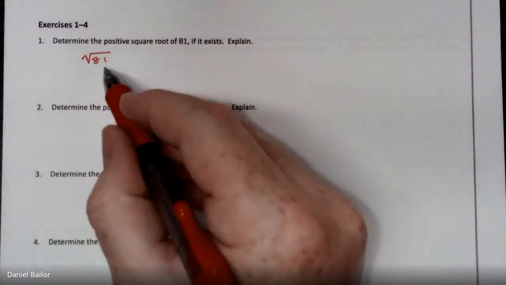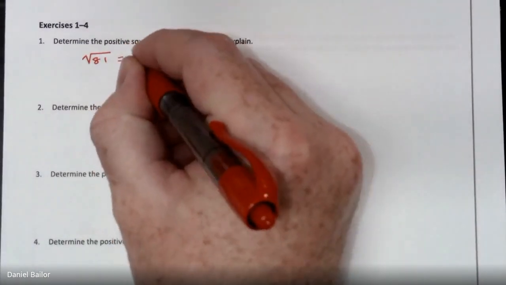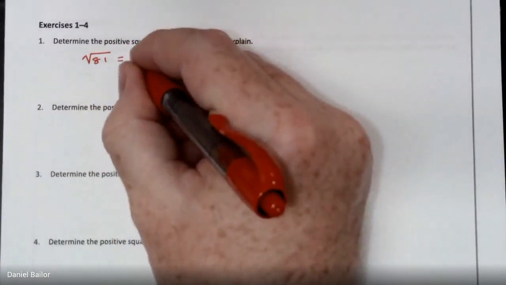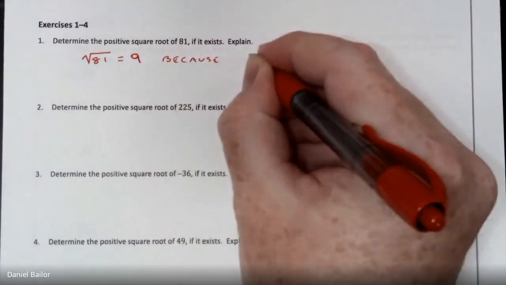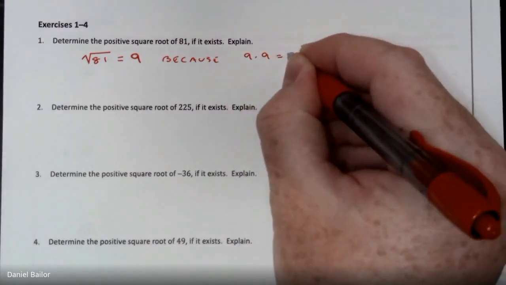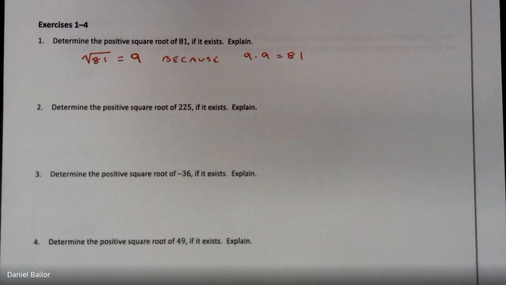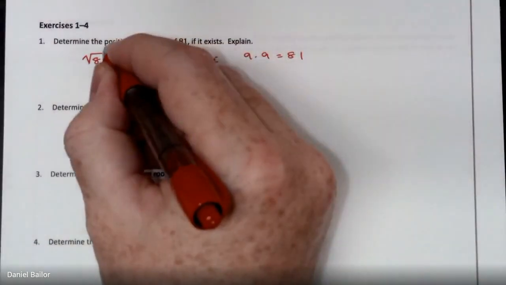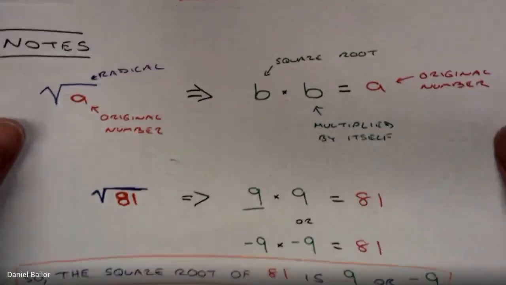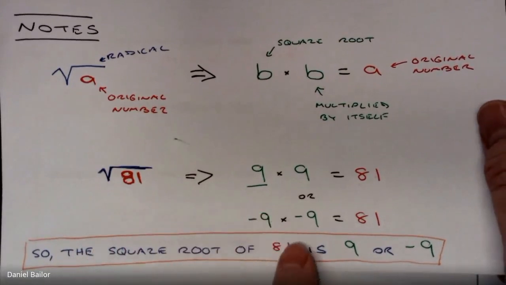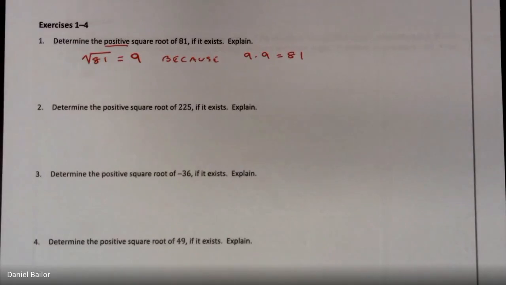The square root of 81 equals 9. I know this because it's on my chart. I also know because 9 times 9 equals 81. And I only need to say positive. So it says positive. Remember I told you it could also be negative. In fact, exercise 1 is the exact same thing we did in our notes. 9 or negative 9, but the question is asking just for the positive. So that's it. That's all we're doing.